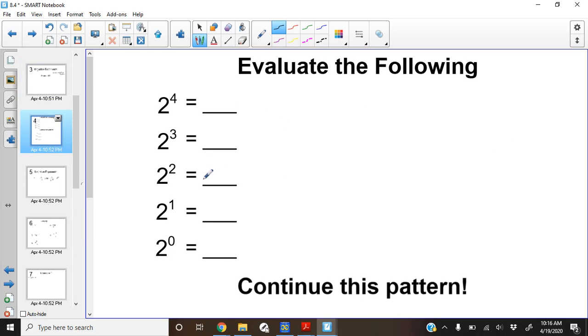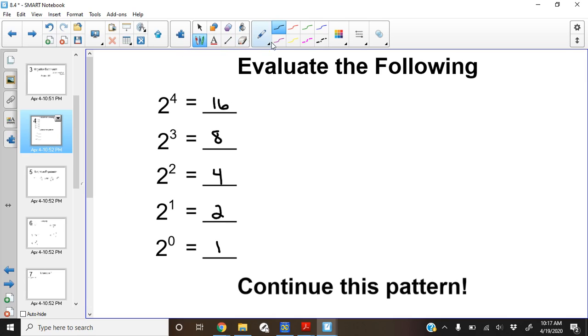So let's start here. We have 2 being raised to the different whole exponents, different integer exponents. 2 to the 0 we know is 1. 2 to the 1 is 2. 2 to the second is 2 times 2, which is 4. 2 to the third is 2 times 2, 4 times 2 is 8. And then 2 to the fourth is 2 times itself 4 times. So 2 times 2, 4 times 2 is 8 times 2 is 16.